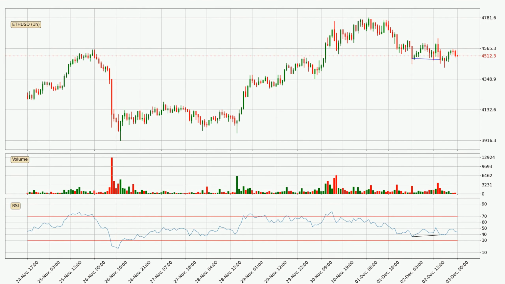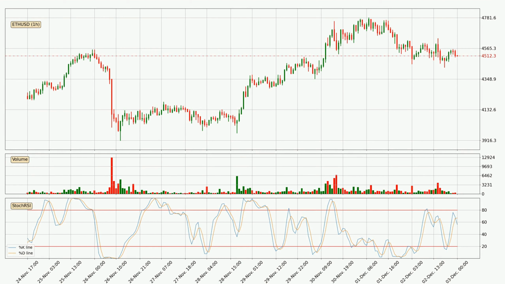Looking for divergence in the hourly time frame, there is a bullish divergence, which means we can expect the price going up or at least to remain stable for some time. Jumping to the hourly Stochastic RSI, the Stochastic RSI currently shows no overbought or oversold conditions, but the %K line is below the %D line, which means the current trend is on the downside.